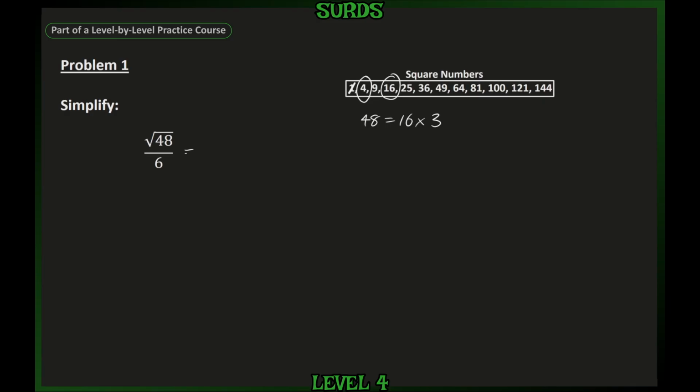And so this means that our numerator, the square root of 48, becomes the square root of 16 times the square root of 3. And that's still all over 6. Now, because the square root of 16 is 4, this becomes 4 root 3 over 6. And to finish simplifying, we notice that the 4 and the 6 on the numerator and the denominator can both be divided by 2. If we do that, 4 divided by 2 gives us 2 root 3, and 6 divided by 2 is 3. So our final answer to problem 1 is 2 root 3 over 3.